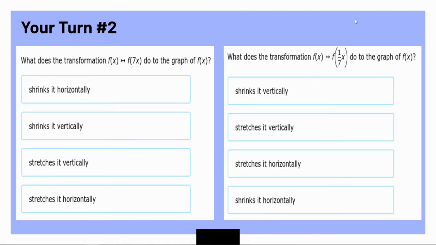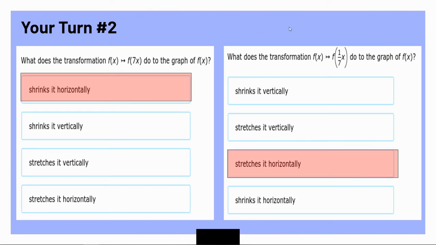So for your turn assignment problems, what does the transformation of f(x) when it's changed to f(7x) do to the chart? Does it shrink horizontally, shrink vertically, stretch vertically, or stretch horizontally? If you chose that it shrinks horizontally, in other words, it compresses horizontally, then you would be correct. On the transformation of f(1/7 x), what does that do? If you said that it stretches horizontally, you'd be correct.